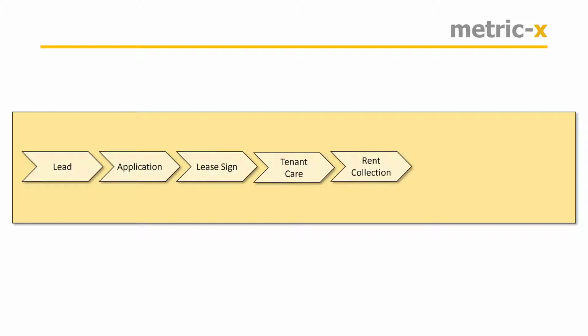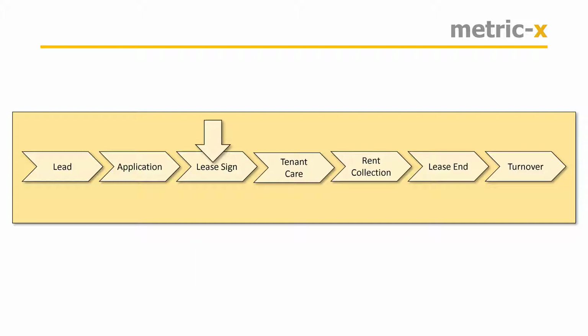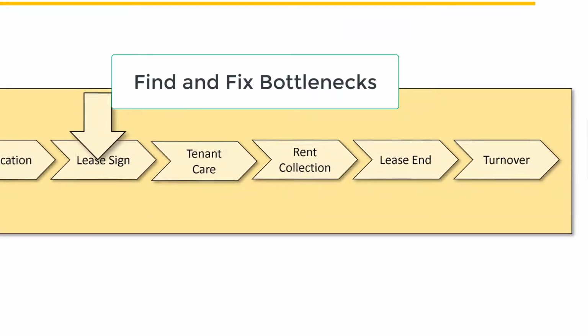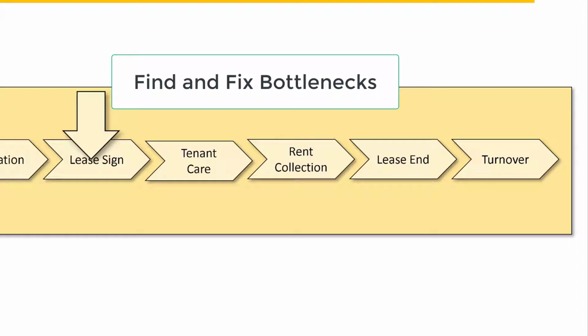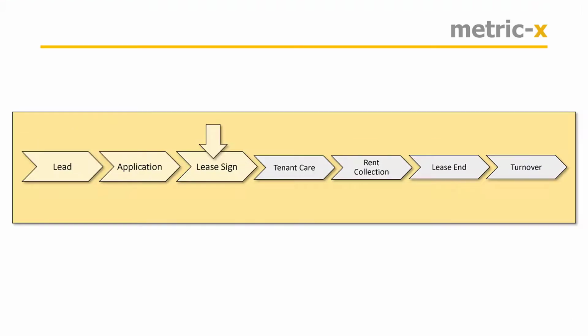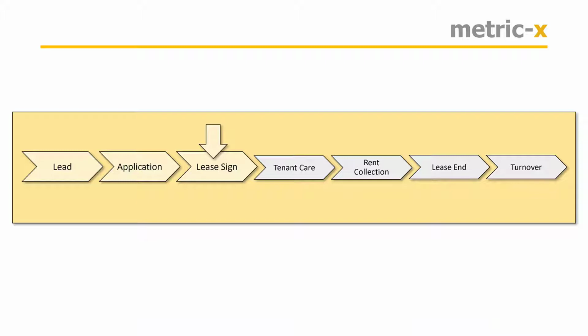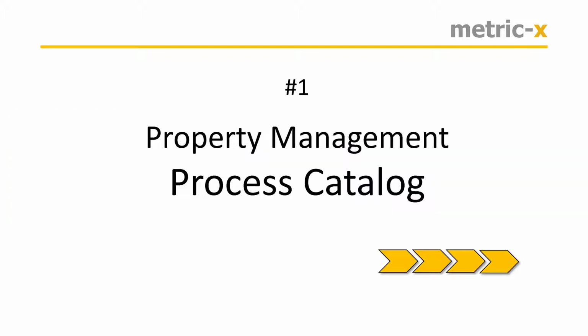Our philosophy for process improvement is based on the concept of throughput. Since processes are interconnected, we focus on identifying where the bottlenecks are and focus on releasing those bottlenecks so that the downstream processes can be optimized as well. For this reason, we use the defect workbook to identify what can go wrong and what can reduce the throughput in each of these processes. So let's take a look at each of the modules.